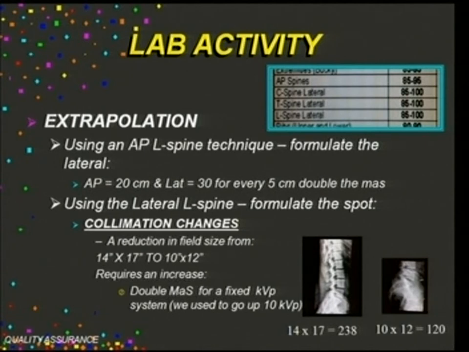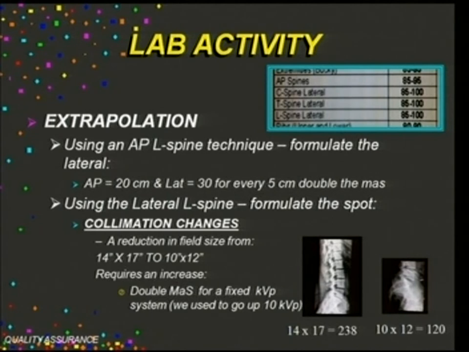And so that's what we're thinking about in terms of going from an AP to a lateral. But then we're thinking about how many photons we eliminate when we now go to that little spot film. So you can use this fixed kV system very effectively.